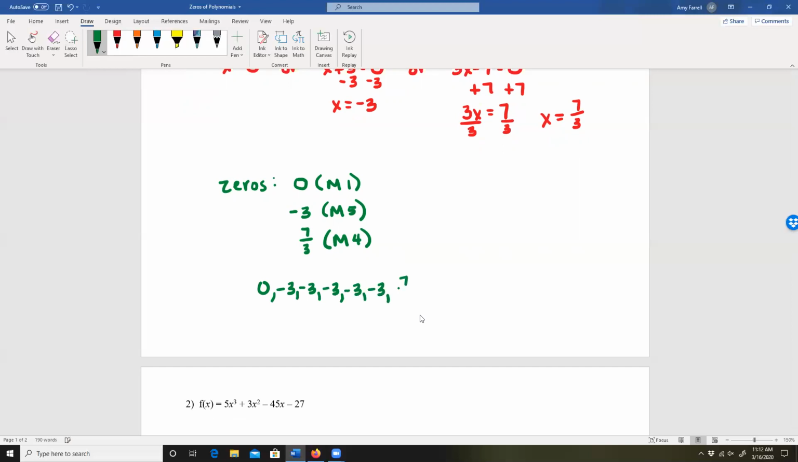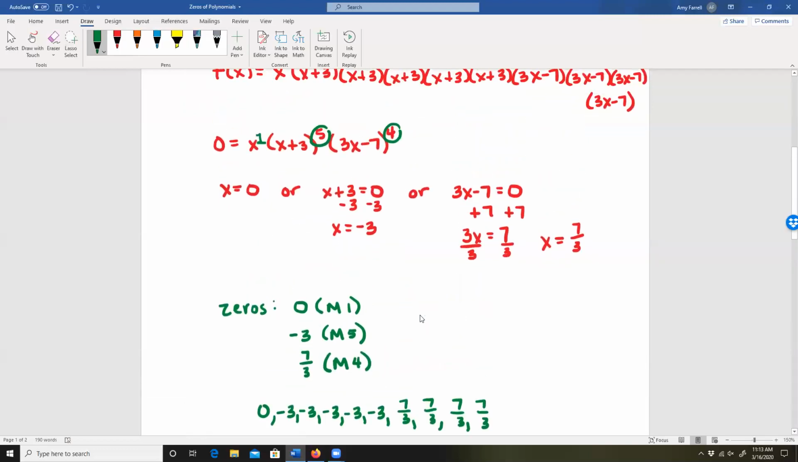Now, we're not going to make you do this, but I'm just trying to prove a point here. If you write out each zero the same number of times as its multiplicity, you will see that we do technically have 10 zeros.